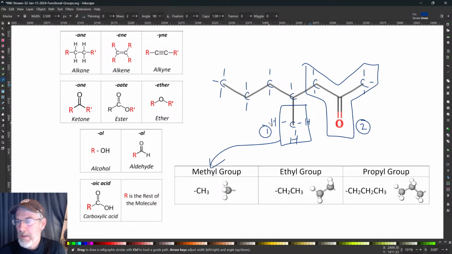Anybody know what the other one is? You guys are usually faster with this stuff.